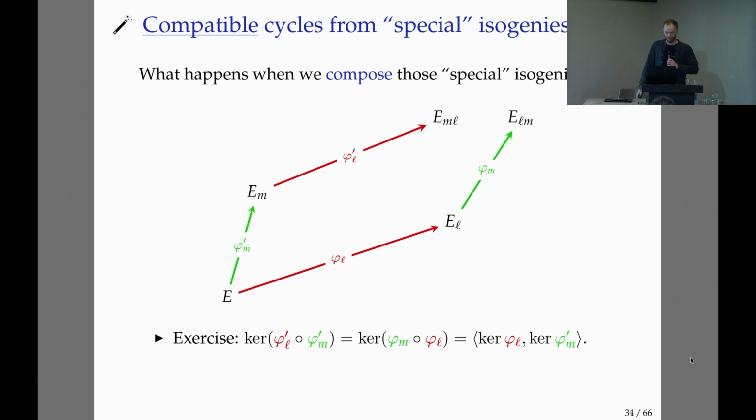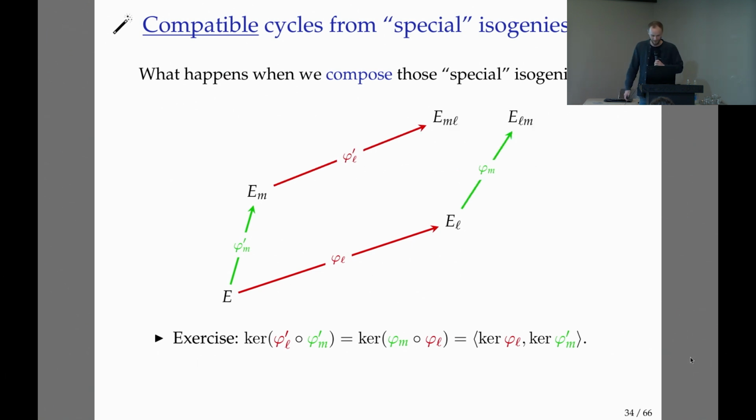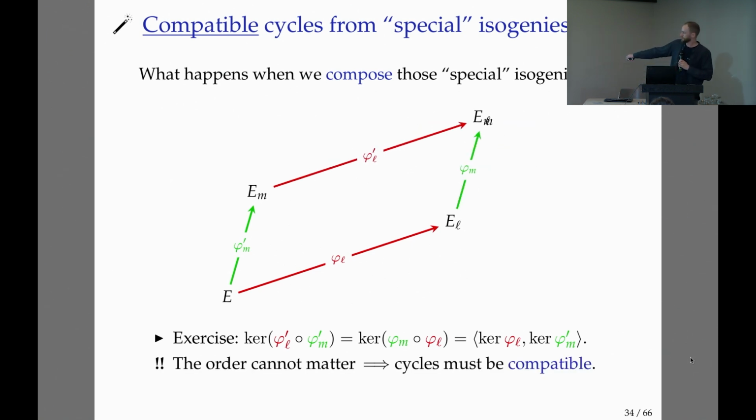However, we can prove, and this is also a fun exercise, that actually the kernels of both of these compositions are the same, and they're just the group generated by the kernel of this together with this. You can try figuring this out later, or we can talk about it in the lunch break. So what this means is, because of the unique association of isogeny kernels with isogenies, the order can't really matter. It's actually the same isogeny, more or less, up to insignificant choices.